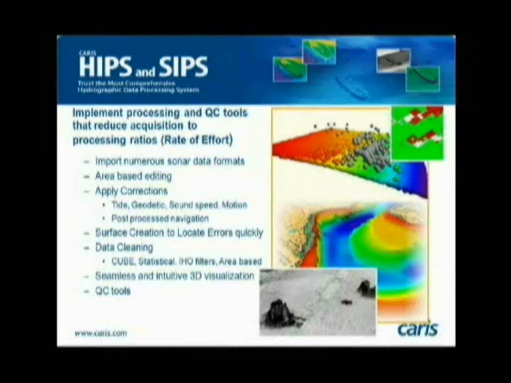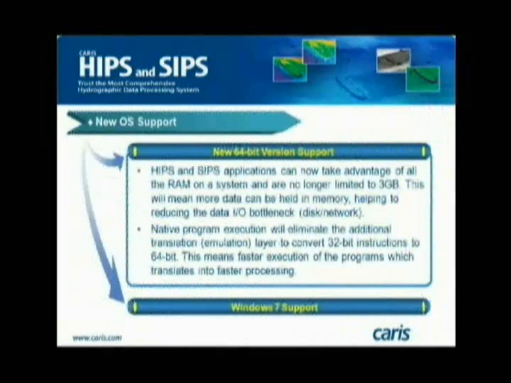Getting into more data cleaning, we can use IHO filters, statistics, or even CUBE. In HIPS and SIPS we have a seamless and intuitive 3D visualization which will allow you to clean data in our 3D mode or in our subset area-based editor mode. And we have QC tools on top of all of that. With all of this, we strive to help the industry achieve acquisition to processing ratios of better than 1-to-1. This productivity will reach even greater heights with the 64-bit version of HIPS and SIPS 7.1 that we're talking about today.